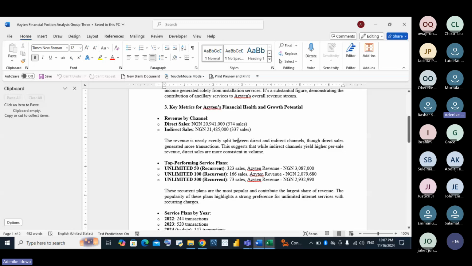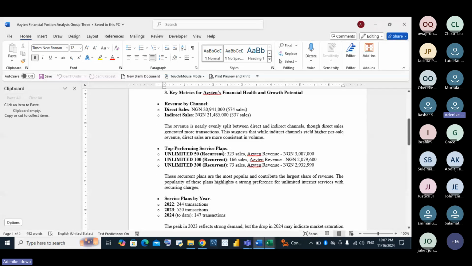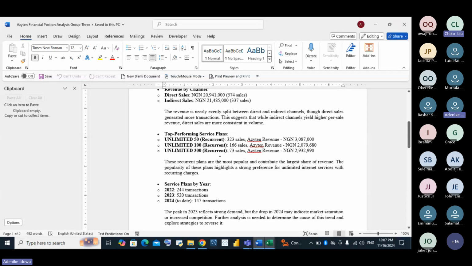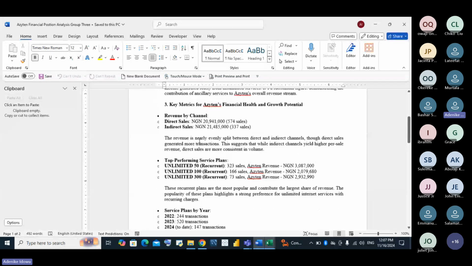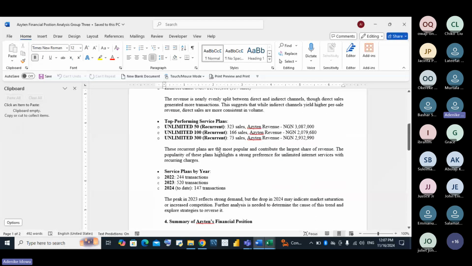It's almost the same with direct and indirect channels, though direct sales generate more transactions. This suggests that while indirect channels yield higher revenue per sale, direct sales are more consistent in volume. Then we have the top performing service plans. The ones that perform well are Unlimited 50, which is recurrent, and Unlimited 300.